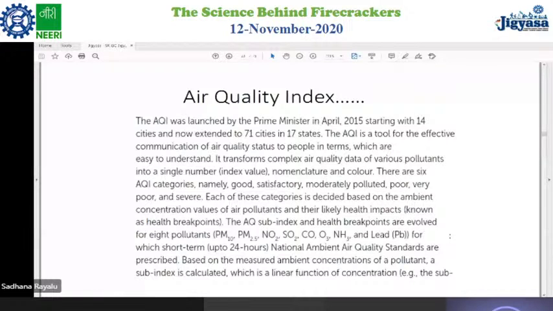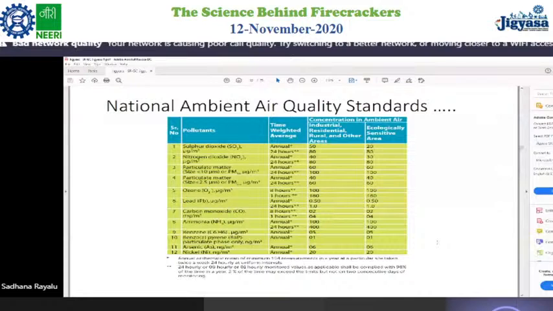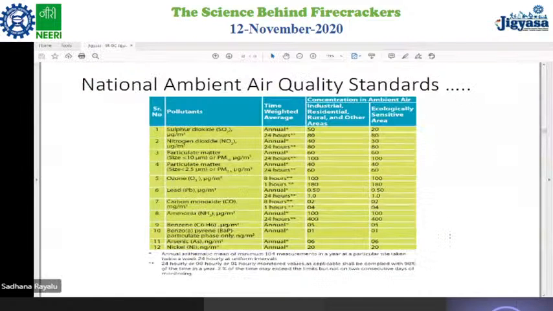And this was launched by our Honorable Prime Minister way back in 2015, in which the complex air quality data is simplified. You saw in the previous slide how many parameters there are. If I give you these parameters with the concentrations, I'm sure you still cannot understand what the air quality of our state, of our city is.